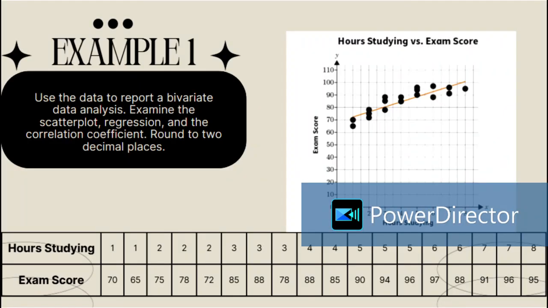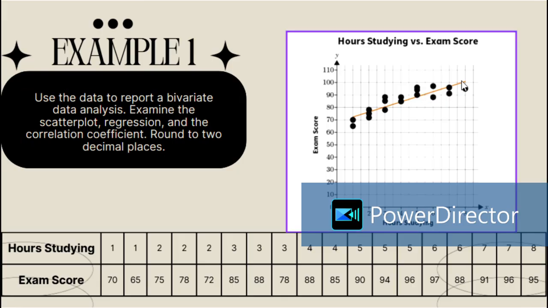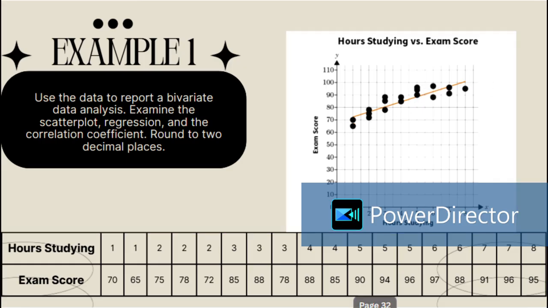Here's example 1. Use the data to report a bivariate data analysis. Examine the scatter plot, regression, and the correlation coefficient, rounding to 2 decimal places. We'll work through this together. This orange line is our line of best fit. You can see it's not jigging and jagging between every data point. It's just, if there was a straight line running through it, that's where it would be.